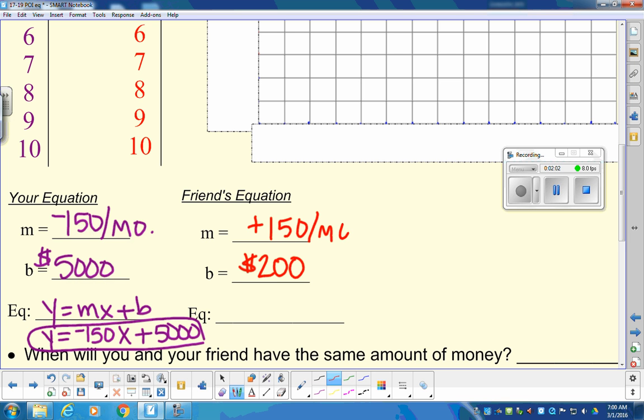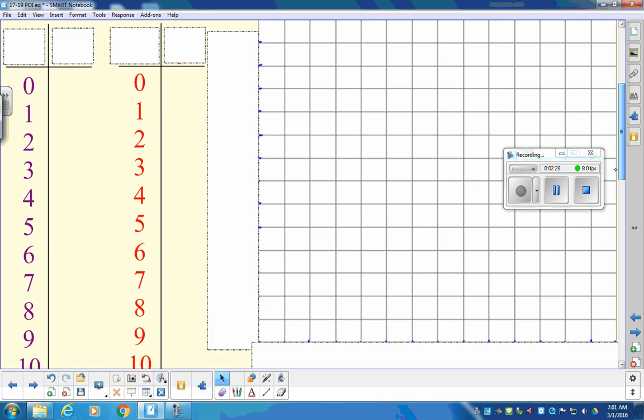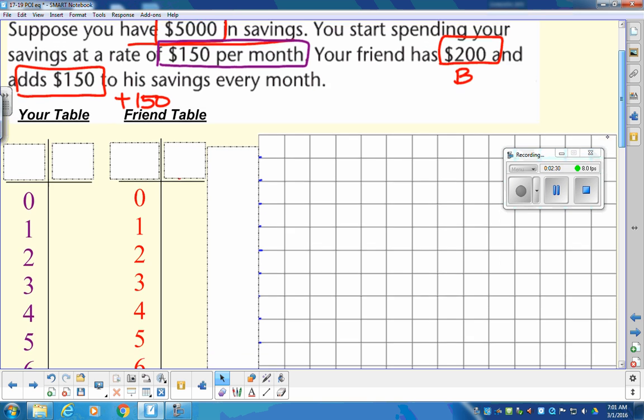So kind of an opposite situation. You're taking $150 out, friend is adding $150, but you start with different amounts. So the equation then would be y equals mx plus b. We had to have y equals positive 150x plus 200. So there's our two equations. There's your equation and your friend's equation. Notice that they're starting at different y-intercepts, and they have different slopes. They should intersect then. Okay, so that's just our information.